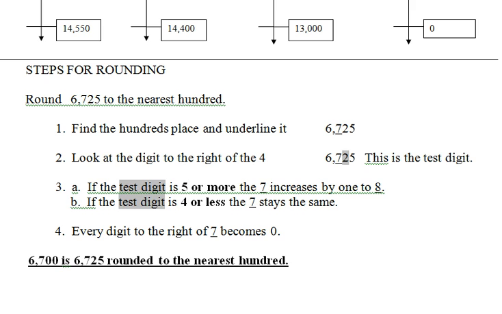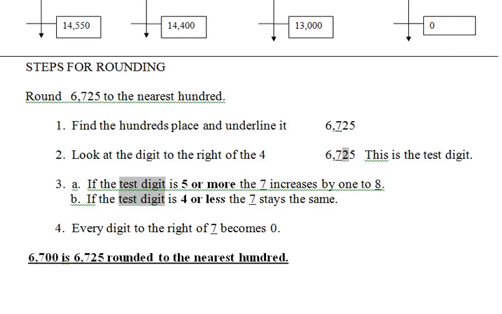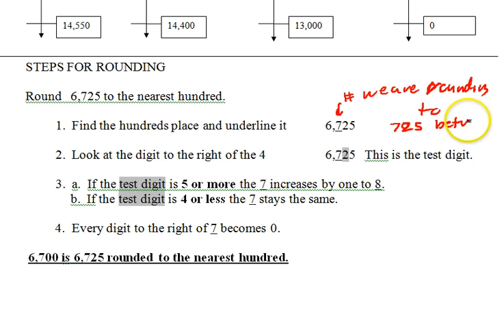Alright. So here's the steps for rounding it. We just saw that it's that 5 right after it, and that's our little spot right there. So what we do is, if you want to round to the nearest 100, first thing you do is find the hundreds place and you put an underline. This is the number we are rounding to. So it's either going to be 700 or we could go up to 800, because 725 is between 700 and 800. Our answer would be 6,700 or 6,800.